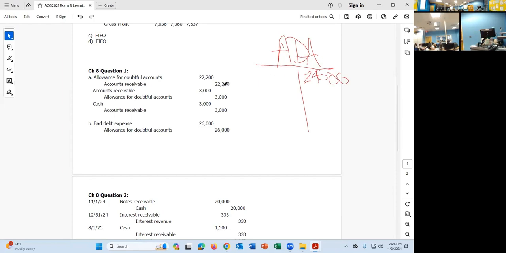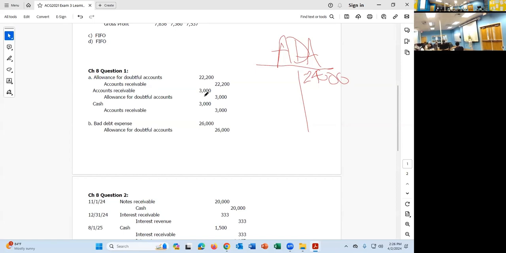Well, then we did a couple of entries that impacted the allowance for doubtful accounts. And wow, on your test, you will not have to do this many steps to get to the bad debt expense entry. I'll show you where you would need to be able to get from, but just for the sake of this problem, we had to think a little bit extra because this is where we started with the allowance for doubtful accounts. Then these different things impacted the allowance during the year.